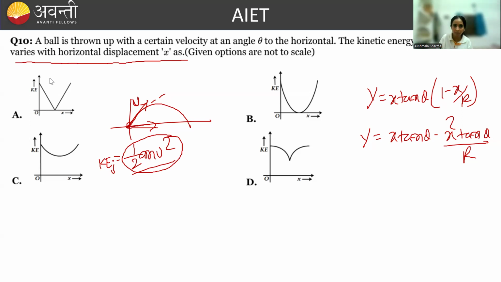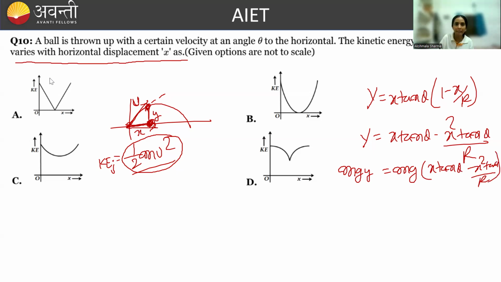Suppose it has traveled up to this point. In the x direction it has moved this much, in the y direction it has moved this much. So at that point, potential energy will be how much? mgy. So mgy can be written as mg times x tan theta minus x square tan theta by r, something like this.